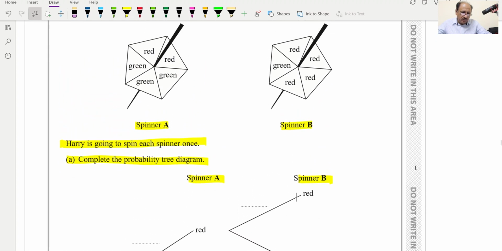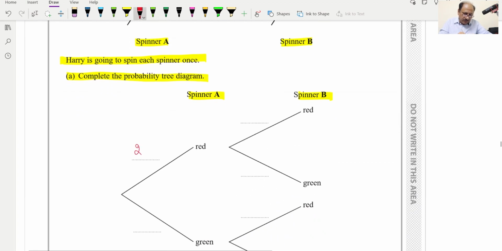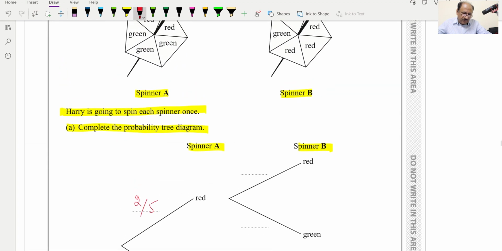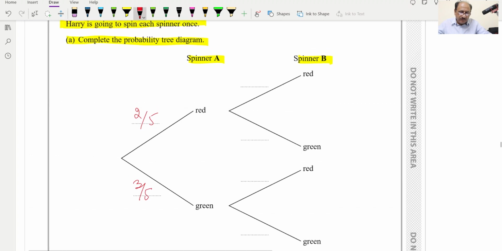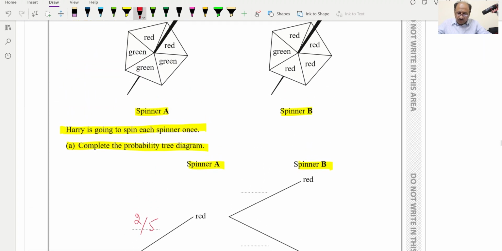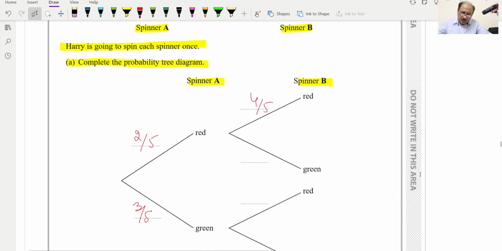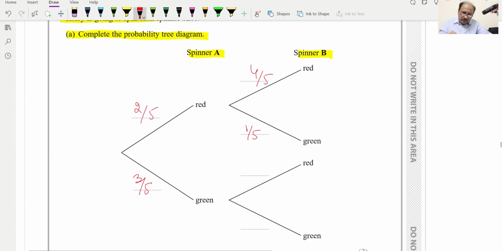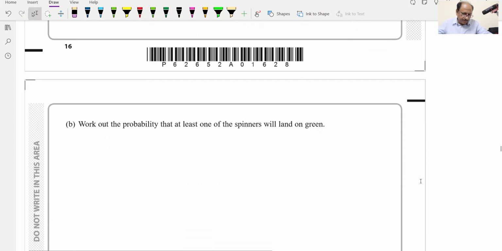There are 2 red out of a total of 5, so we can write 2 by 5, so this probability will be 2 by 5, and getting green will be 3 out of 5, so we can write here 3 out of 5. For spinner B, there are 4 red out of 5, so 4 out of 5, and green is 1 out of 5, so we can write 1 by 5. Similarly, for red it will be 4 by 5, and green will be 1 by 5. The tree diagram we had to complete is 2 marks, which we are done.